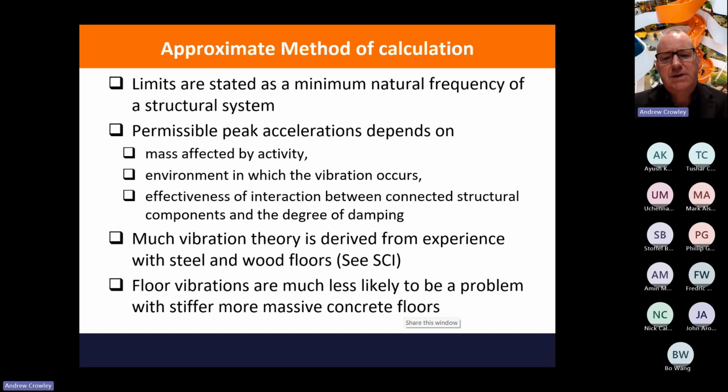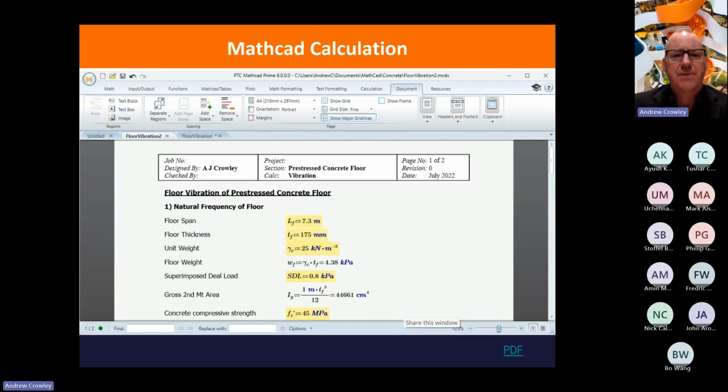Usually, floor vibrations are much less of a problem with the stiffer, more massive concrete floors. Now, traditional in situ concrete floors, by their very nature, need to be quite large. However, modern pre-stressed or post-tension concrete floors can actually do long spans with relatively thin slabs. That's where the serviceability issues may arise.